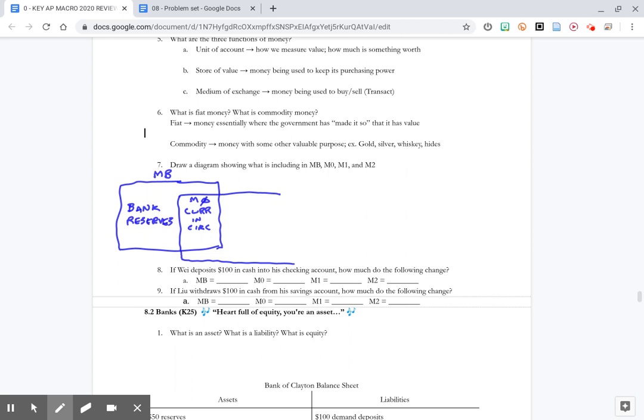Then we're going to look at the next category, which is M1. And M1 is all of the currency in circulation. So we can see it's kind of an overlapping Venn diagram. And checking accounts. And so that would be money that you can quickly convert into currency in circulation.